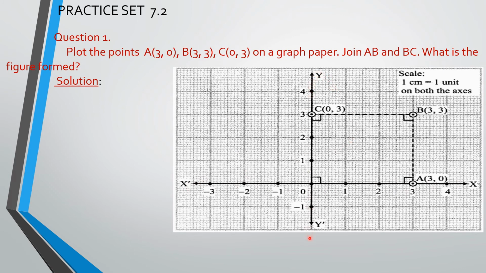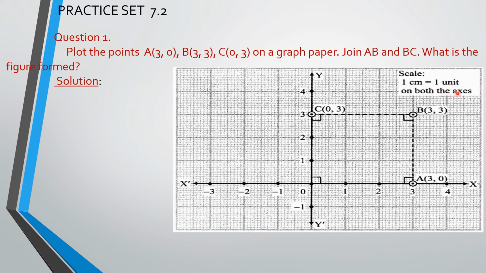The intersection of the x-axis and y-axis is the origin. The coordinate of the origin is 0 and 0. On the x-axis, to the right of zero are positive numbers and to the left of zero are negative numbers. On the y-axis, above zero are positive numbers and below zero are negative numbers. And the scale is also written here: 1 centimeter is equal to 1 unit on both the axes.